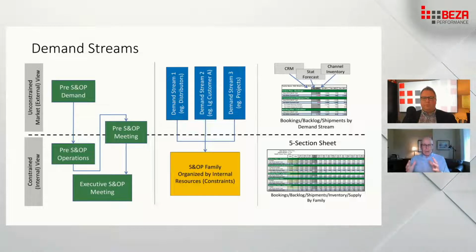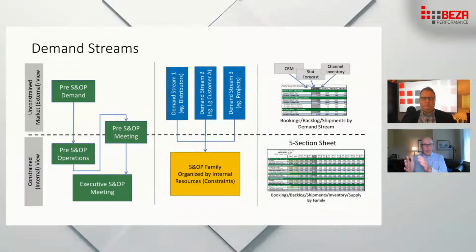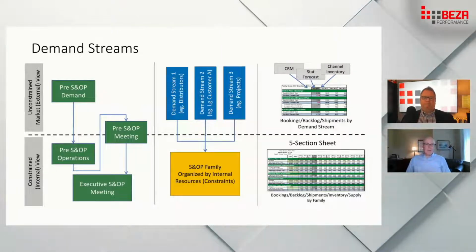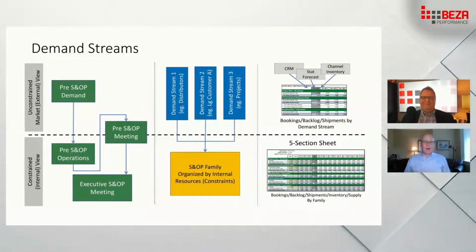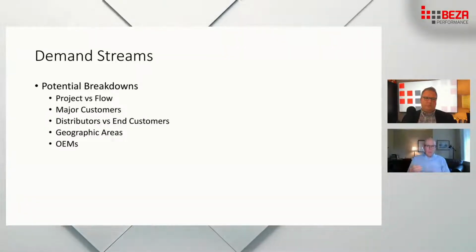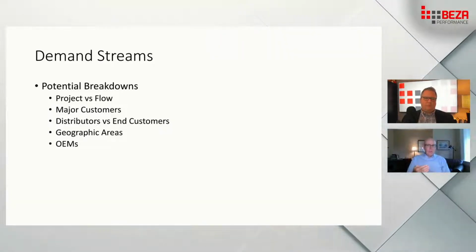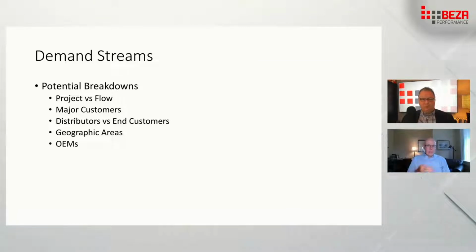Ultimately, you need to be able to link that unit plan, if you will, by that particular demand stream, if that was an integrator, to those multiple families. So it's probably a little more complex than what we want to cover in this first go around. But it's the family structure, so that's the idea. Typically the way I look at the potential breakdowns, the one we often start with is project versus flow. It might be by major customers, distributors versus end customers, geographical areas, and by OEMs.